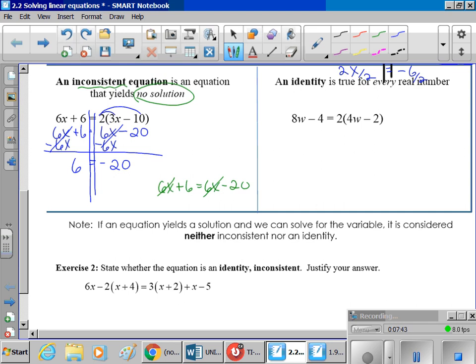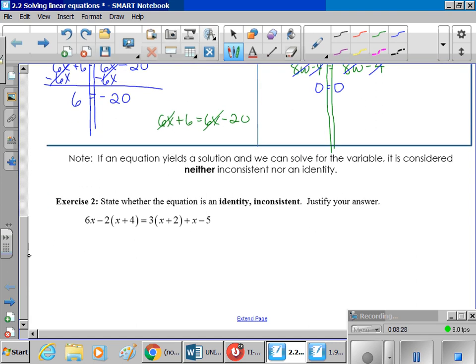Now an identity. When you solve an identity, you're going to do the same thing here. You get 8w minus 4 is equal to 8w minus 4. So again, when we have the same things on either side, we can cancel them. We can cancel these, we can cancel these, and we get 0 equals 0. So this is called an identity, because no matter what value of w we use, it'll always work in that equation. And sometimes you'll be asked to state whether these are identities or inconsistent or neither, because if you can actually solve it, it's going to be neither inconsistent nor an identity.